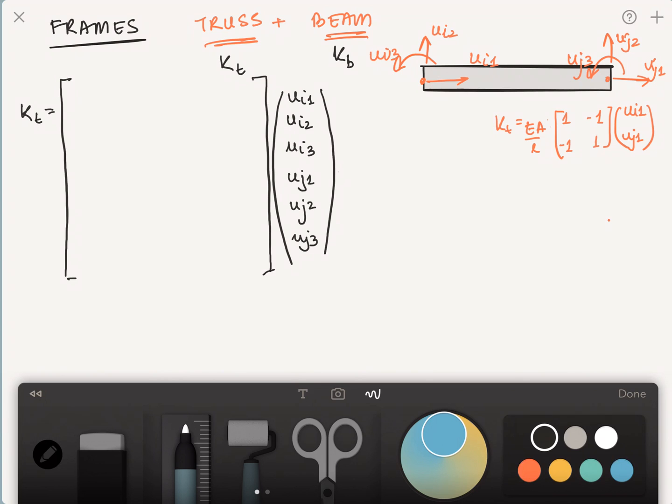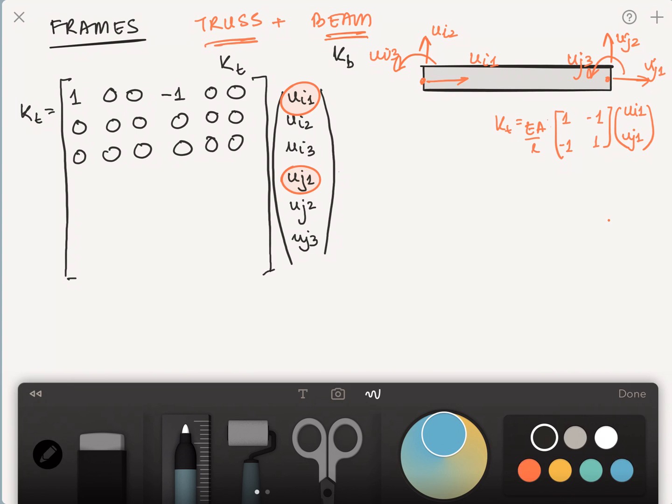So I can write here a 6 by 6 stiffness matrix, where of course there are stiffnesses that are allotted only to UI1 and UJ1. That means I will have 1 and then I will have 0, 0, then I will have minus 1 and 0, 0. The rest will all be zeros because I do not have anything for the other rows. That means for UI2, UI3 I have nothing. Now with UJ1 I will have minus 1, 0, 0, 1, 0, 0, and then the same sparse zeros for the rest of the rows. So now I have a 6 by 6 matrix which defines the truss element.